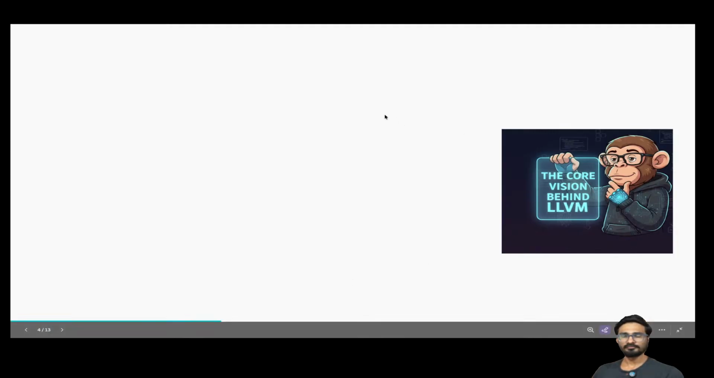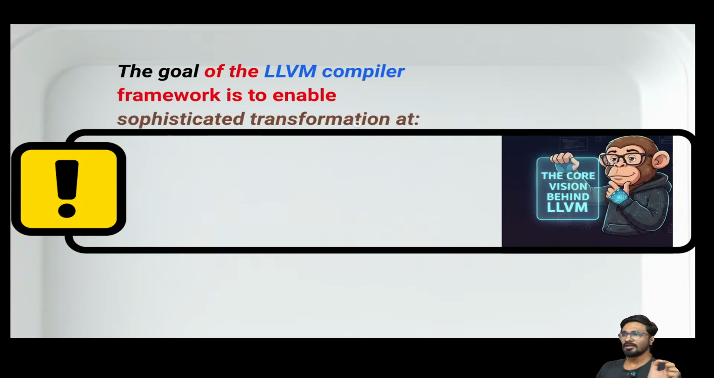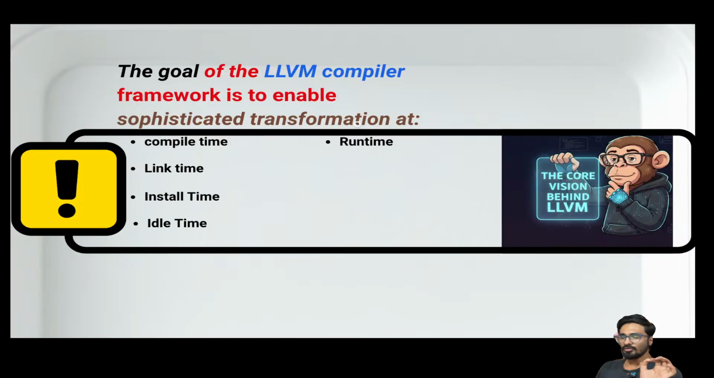Now we will discuss the goal of the LLVM framework. We already discussed it. The goal is very simple. We need to do optimization at each stage. Each stage means what? During compile time, link time, install time, idle time, and runtime. So the goal of the LLVM framework is to enable sophisticated transformation at compile time, link time, install time, idle time, and runtime.